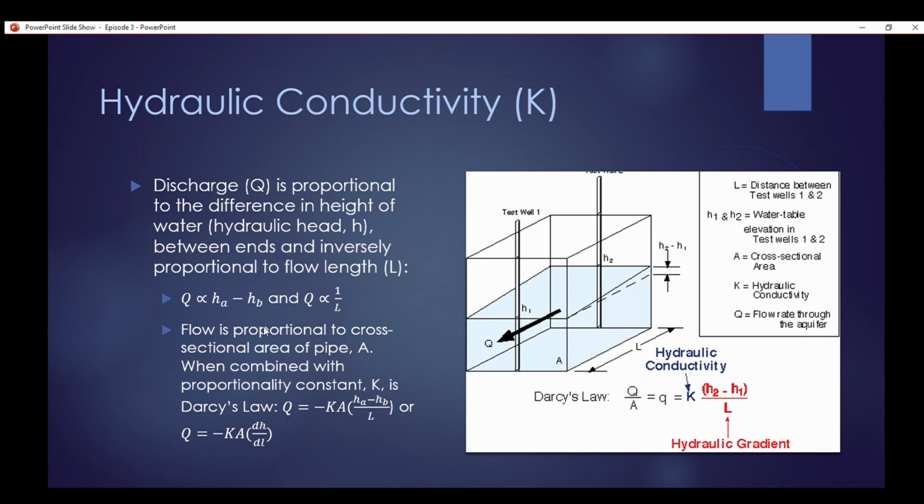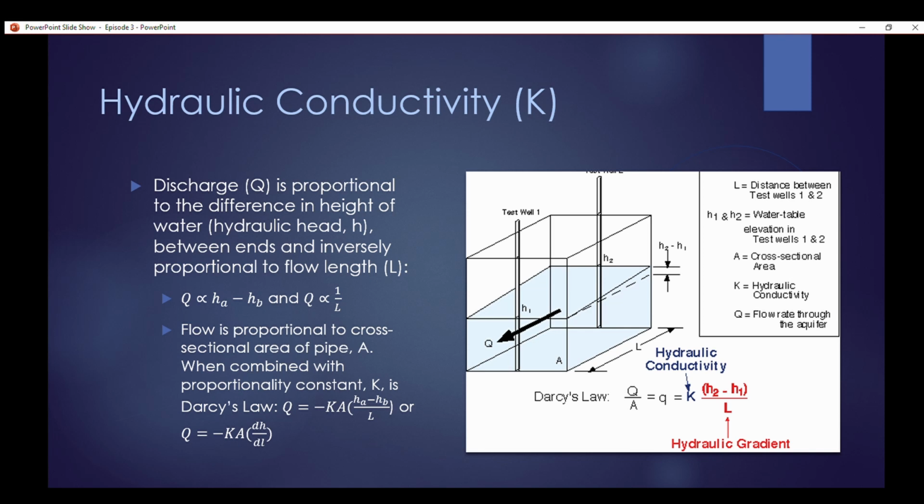Flow is proportional to the cross-sectional area of the pipe, A, and when combined with a proportionality constant, K, which is hydraulic conductivity, you have Darcy's law. You can either do it this way, or the way I know it, and this is our first calculus formula that we've seen in this channel: Q equals negative K A dH over dL. I'll explain a little of what each of those mean in the next slide.